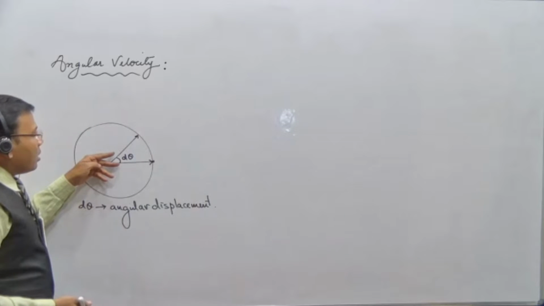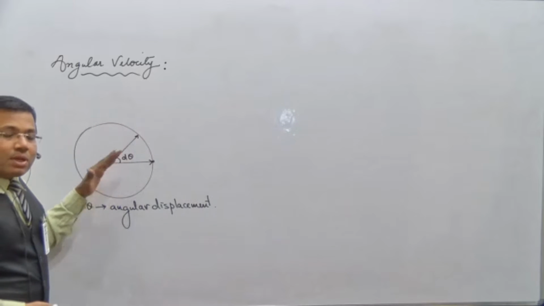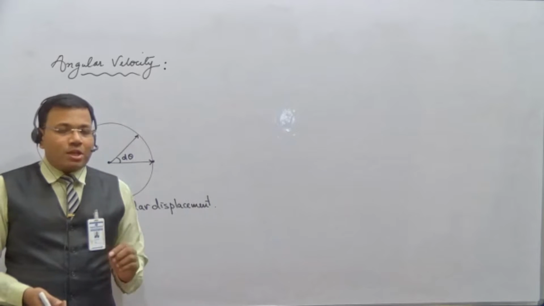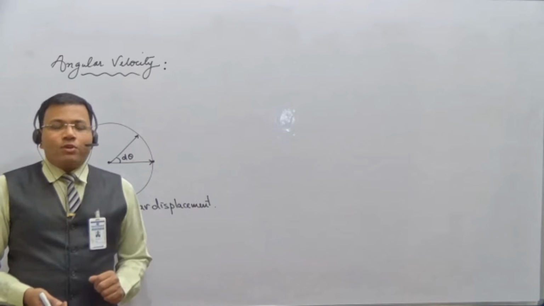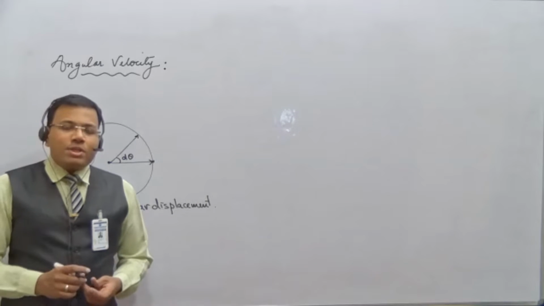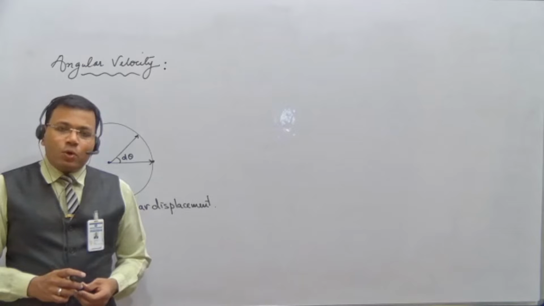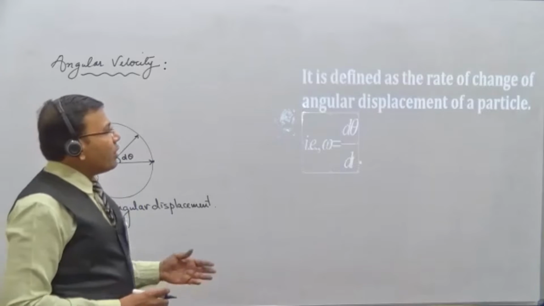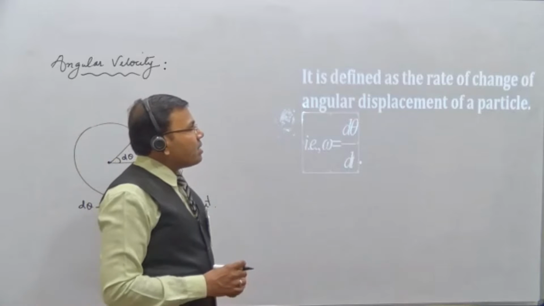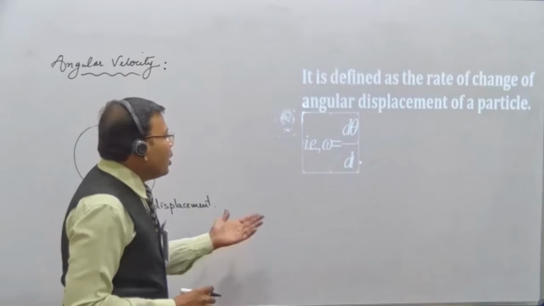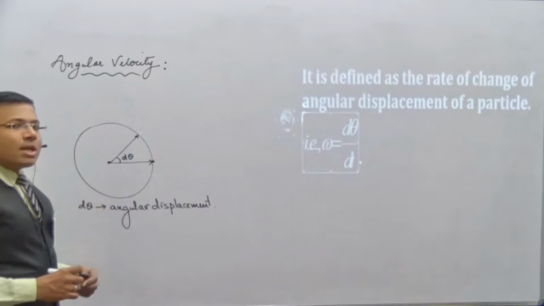This is the angle turned by the radius vector in given time. So the rate of change of angular displacement, I repeat, the rate of change of angular displacement is called angular velocity. And this angular velocity we denote by omega. Let us see the definition on the board. It is defined as the rate of change of angular displacement of a particle.